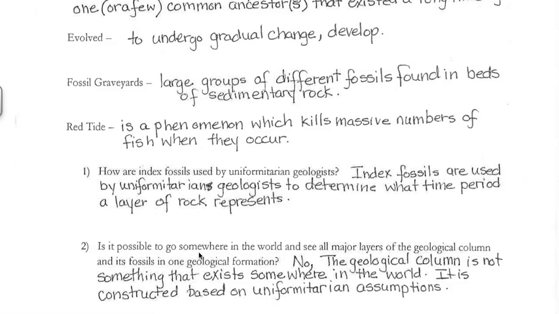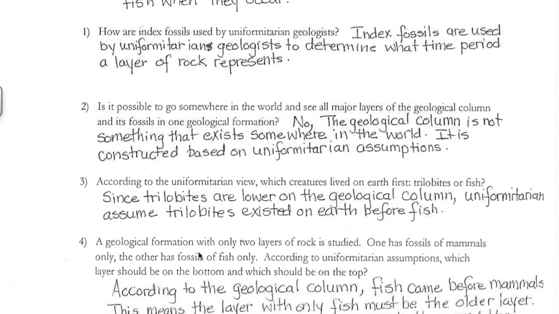Number 1. How are index fossils used by uniformitarian geologists? Index fossils are used by uniformitarian geologists to determine what time period a layer of rock represents. Number 2. Is it possible to go somewhere in the world and see all major layers of the geological column and its fossils in one geological formation? No. The geological column is not something that exists somewhere in the world. It is constructed based on uniformitarian assumptions.